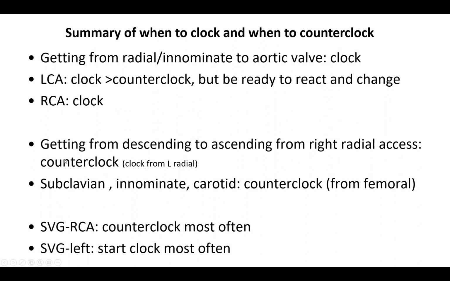RCA is a clock. Getting from the descending to the ascending aorta from a right radial access is a counterclock, but confusingly, it is a clock from a left radial. It's the opposite. If you want to engage the subclavian to get into the LIMA, or the innominate or the carotid from a femoral access, it is counterclock. So those two are counterclock. A third one that is counterclock is engaging the vein graft to the right coronary artery, most often. Okay.